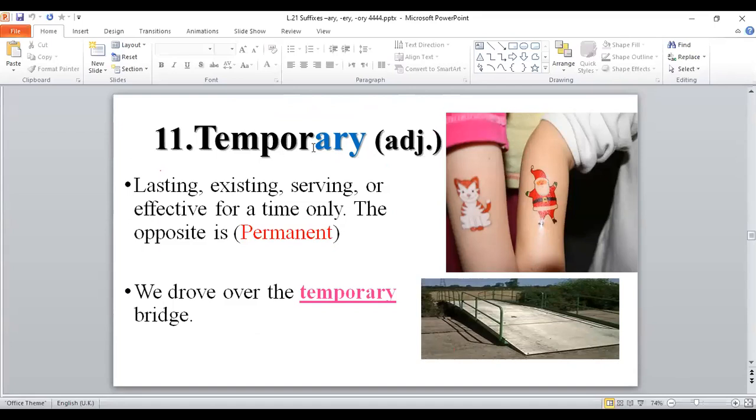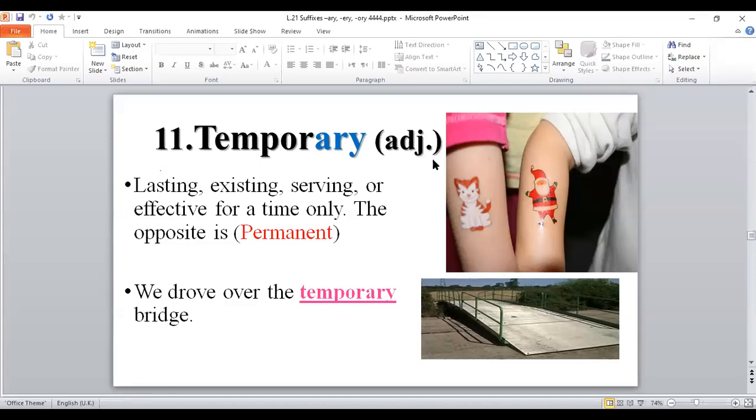The first word here is temporary, this is British, and temporary, this is American. So temporary, it means what? It means lasting for a short period of time. Like when I say the tattoo here, this kind of tattoo will last forever, or it can be erased in a short period of time. So existing for a short period of time will be temporary.